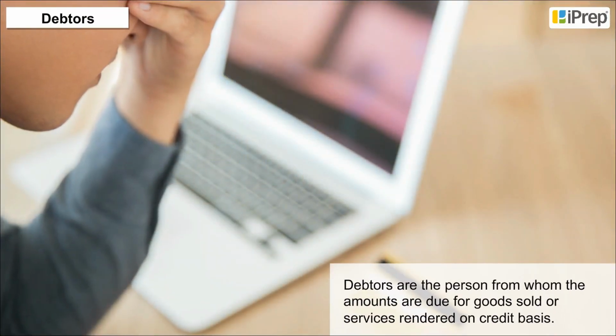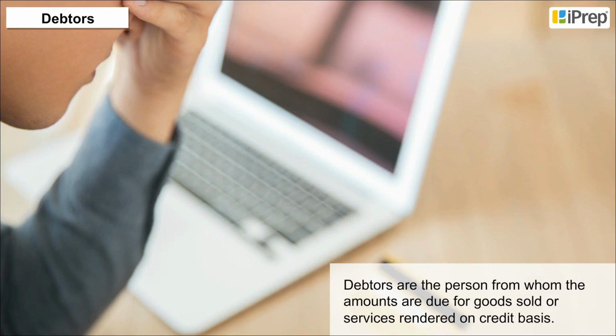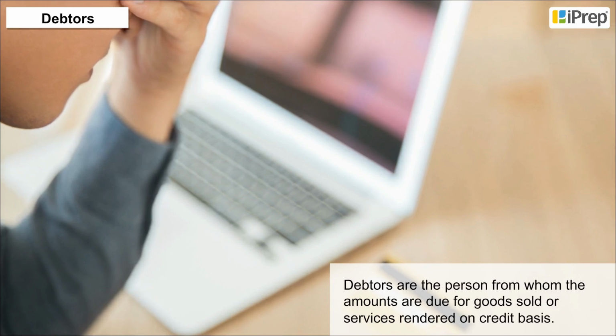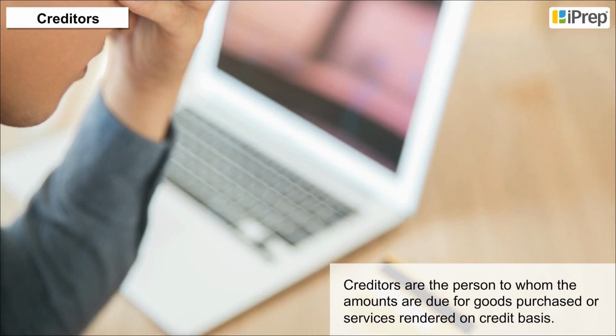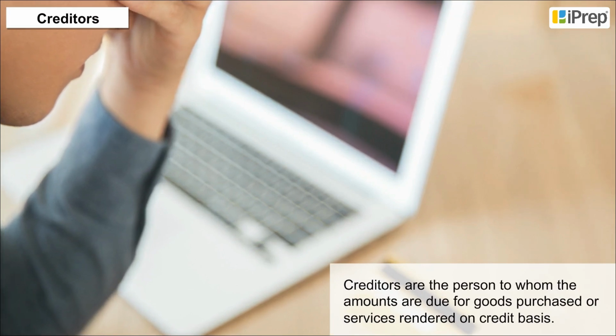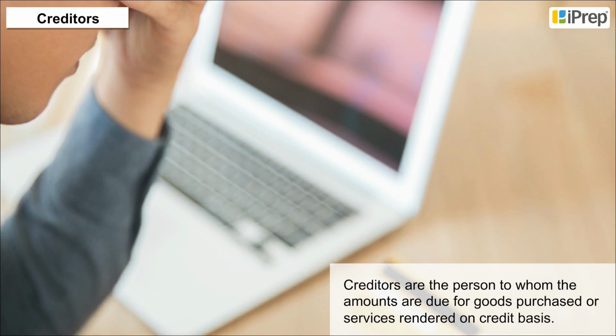Debtors. Debtors are the persons from whom the amounts are due for goods sold or services rendered on credit basis. Creditors. Creditors are the persons to whom the amounts are due for goods purchased or services rendered on credit basis.